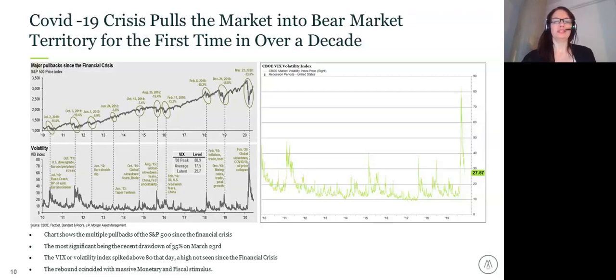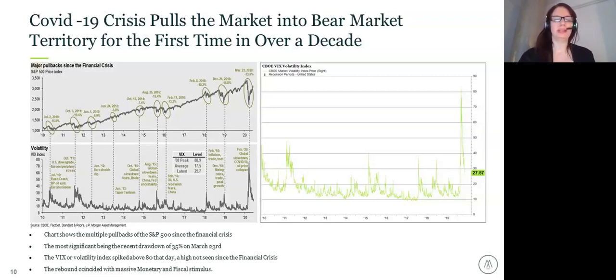So this chart on the left shows the multiple pullbacks of the S&P 500 since the financial crisis. The most significant is this recent drawdown you can see here on the right-hand side. On March 23rd, the market registered a decline of 35% from the all-time peak highs touched in February. This was the fastest turn from a bull to bear market in history.